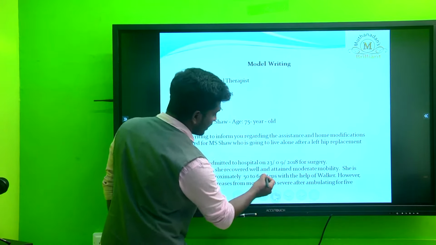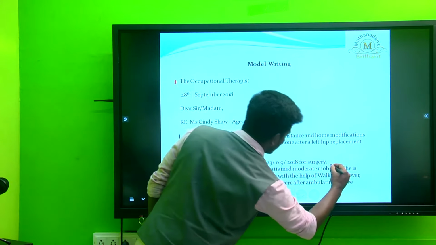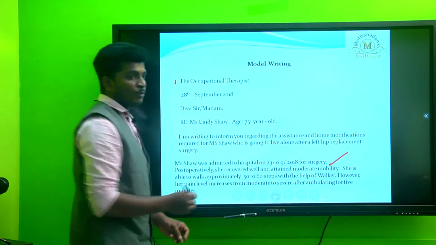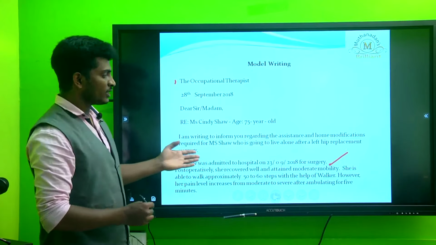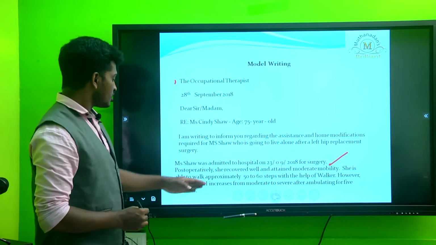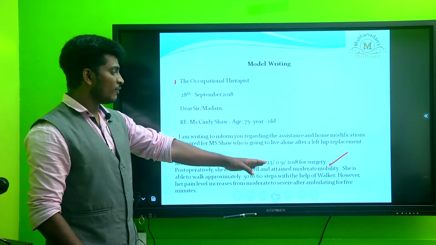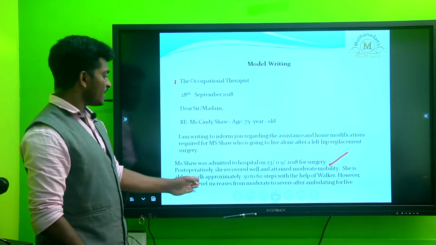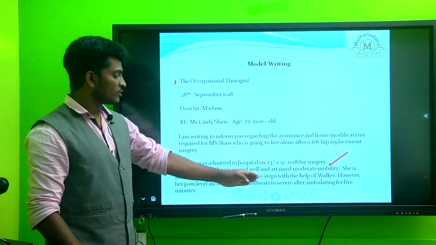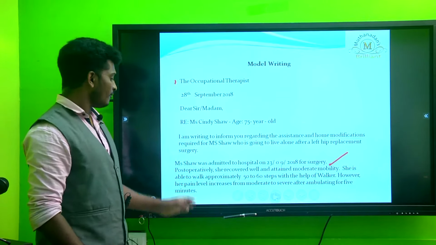Post-operatively, she recovered well and attained moderate mobility. So we have included the post-operative mobility of the patient. She is able to walk approximately 50 to 60 steps with the help of a walker. However, her pain level increases from moderate to severe after ambulating for 5 minutes.